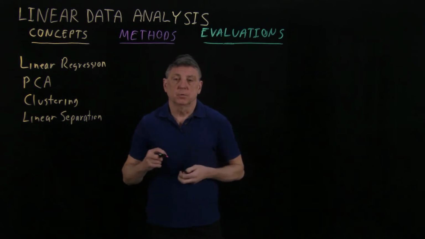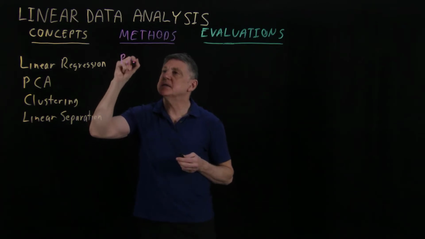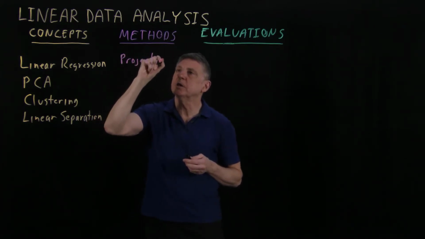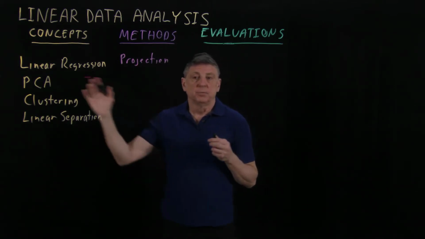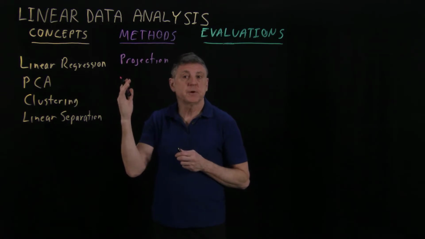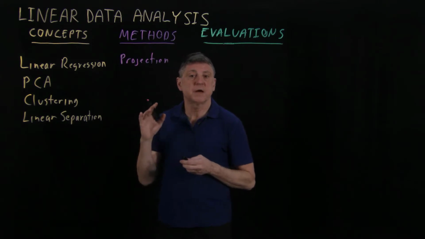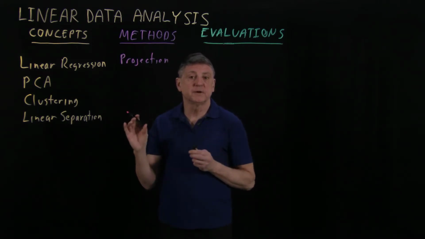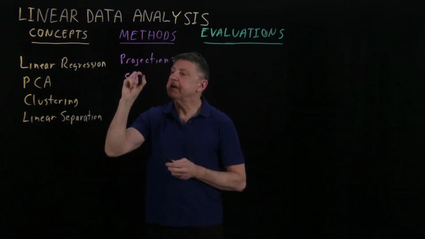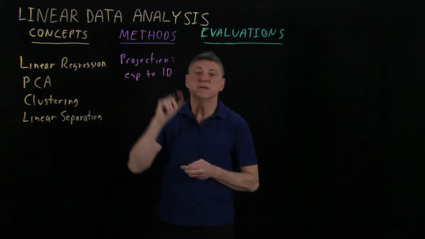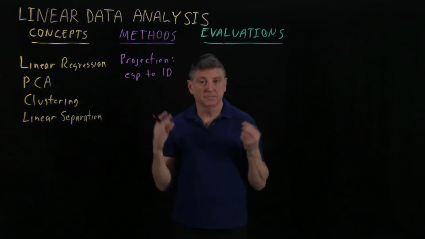Under methods, our primary method was projection. And that is how we solved a large class of problems. Linear regression, it turned out, was projection. Principal components analysis is projection from a higher dimensional space to a lower dimensional space. And often linear separation was done by projecting data to a single variable and then finding a bias scalar. So projection, especially to a one-dimensional vector space, is why we began by looking at vector spaces in such detail.